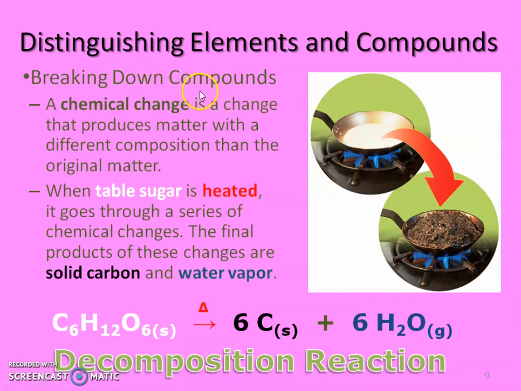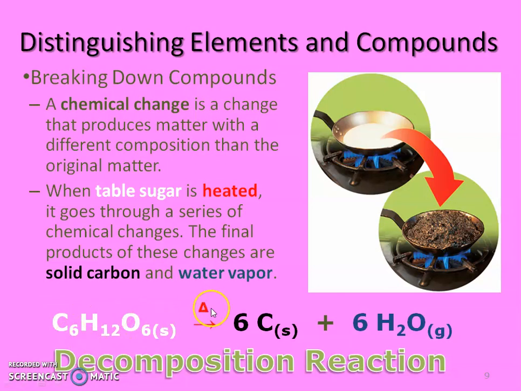So if we're breaking down a compound, something like here, we're going to break down some sugar. It says a chemical change is a change that produces matter with a different composition. That's a big thing that we want to remember, a different composition. So if we take some table sugar here and we heat it up, it goes through a series of chemical changes. The final result is here, this solid carbon and white vapor. It's hard to see, but there's probably some smoke coming off of here as well, which would be water vapor. So we started out with one compound, which is your sugar.